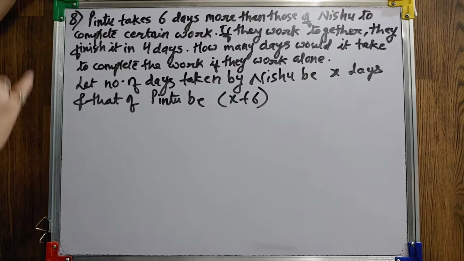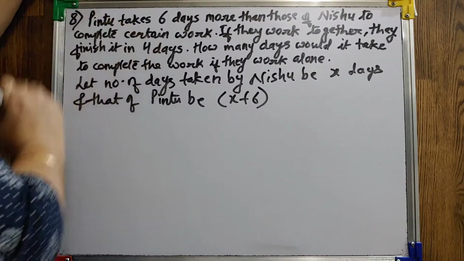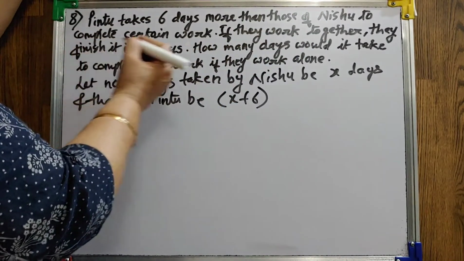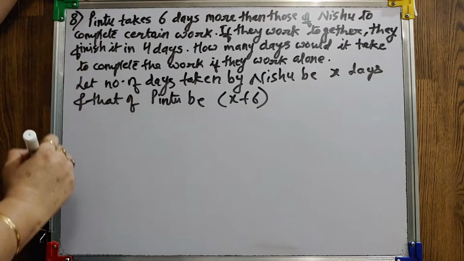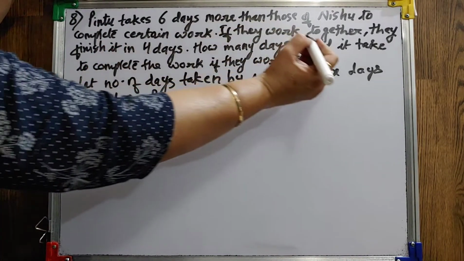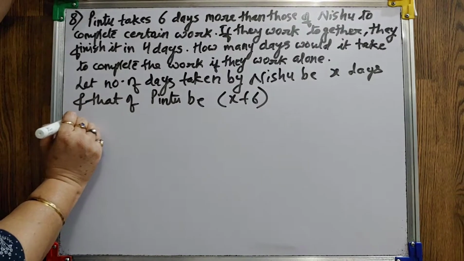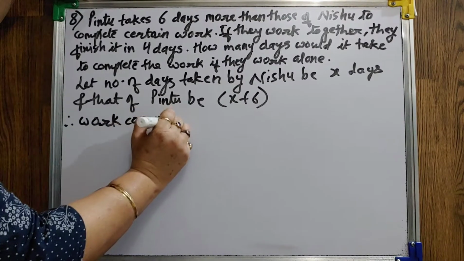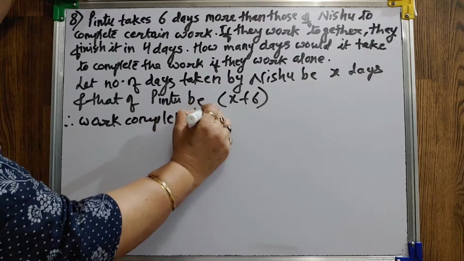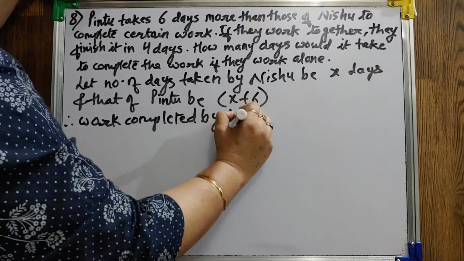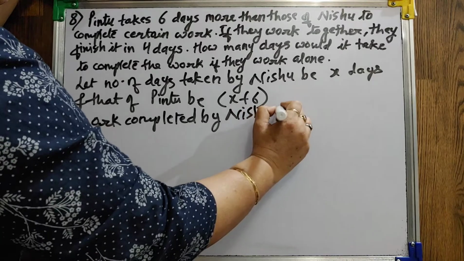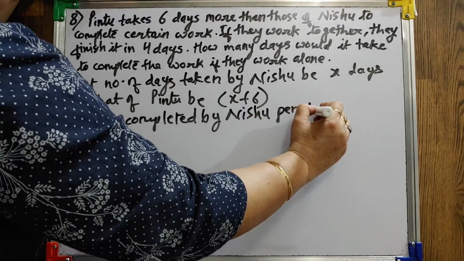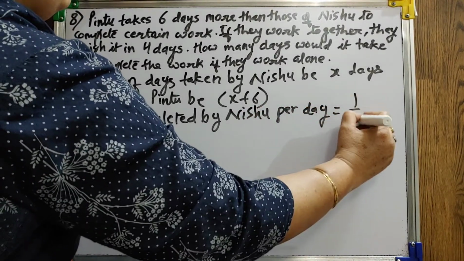If they work together, they will finish it in 4 days. How many days would it take to complete the work if they work alone? Now Nishu is working for x days. Therefore, the work completed by Nishu per day will be 1 by x.